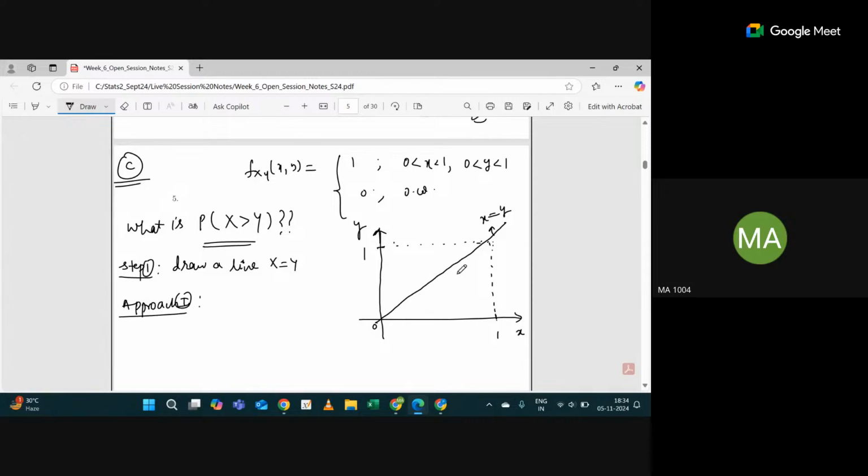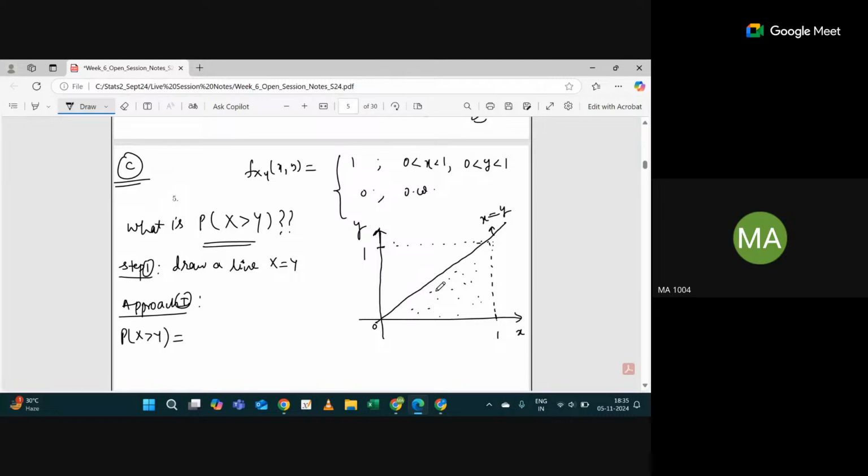So which region will be x greater than y? This below triangle or above triangle? Just think a bit. Lower triangle, right? Everyone would agree? So the lower triangle is our part of interest, right? Approach one is, I'm interested in the probability that x is greater than y.